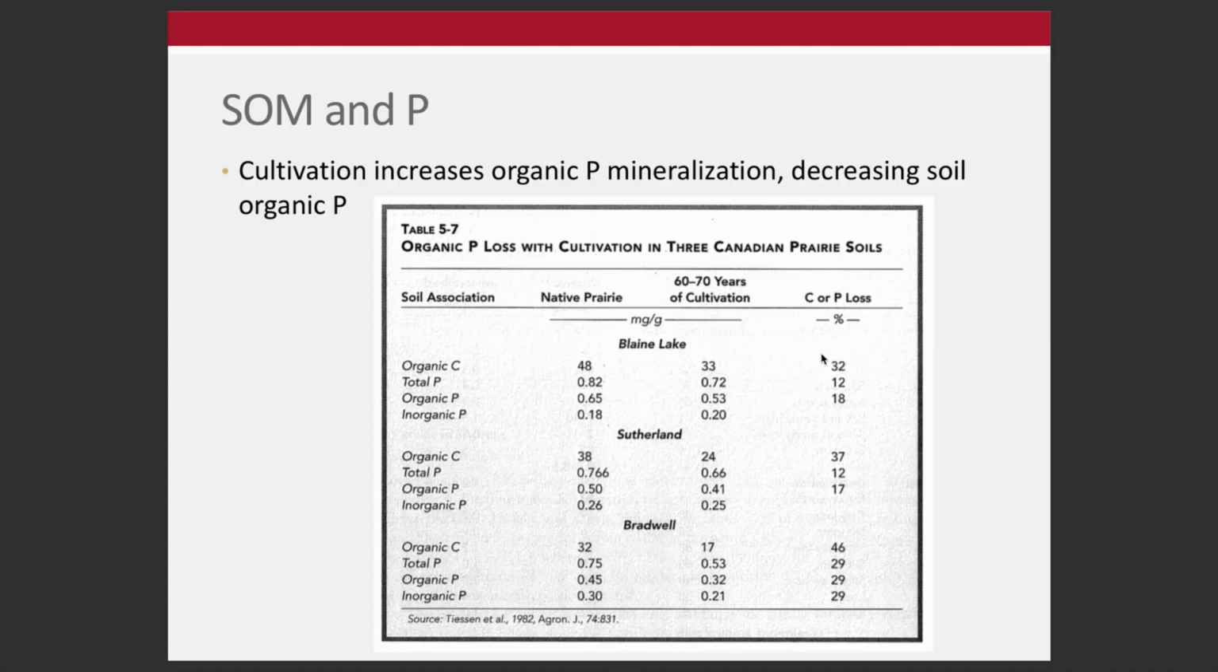Cultivation increases organic P mineralization and decreases soil organic P. You could say the same thing with nitrogen and the same thing with carbon, right? Here's 3 different soils, native prairie versus 60 to 70 years of cultivation in ag, and then how much carbon or phosphorus is lost. We can see the top line is organic carbon, 32%, 37, and 46, and then this organic P, 18, 17, and 29. So as we continue to disturb soils, we typically are going to lose our organic P as a result.